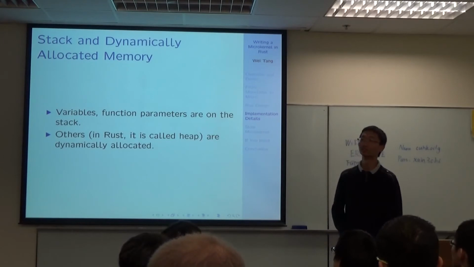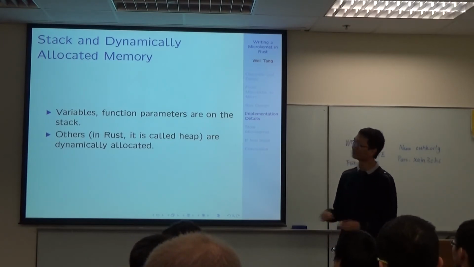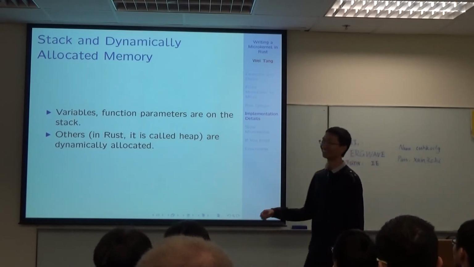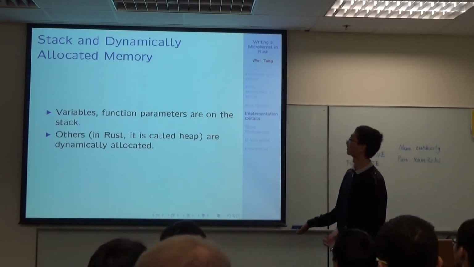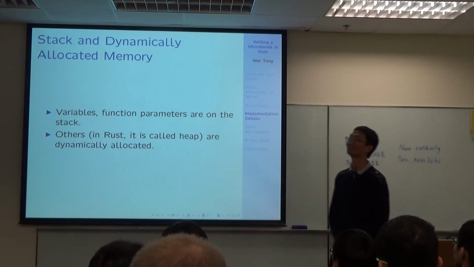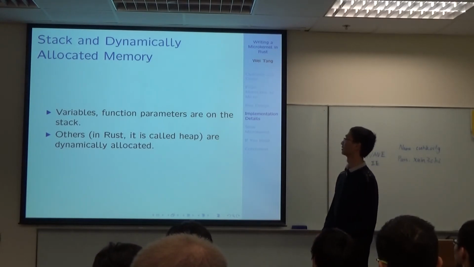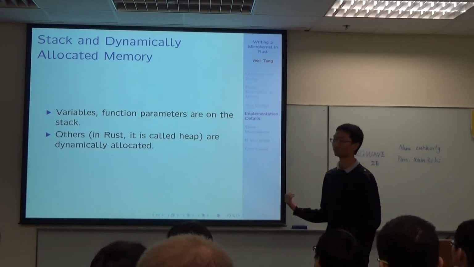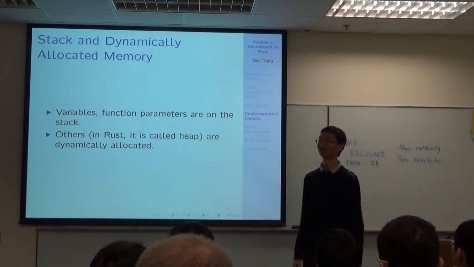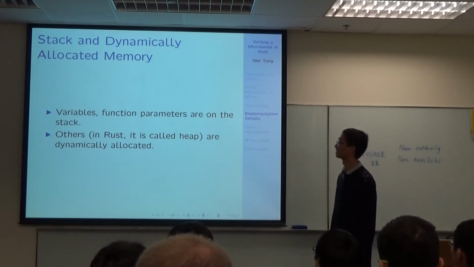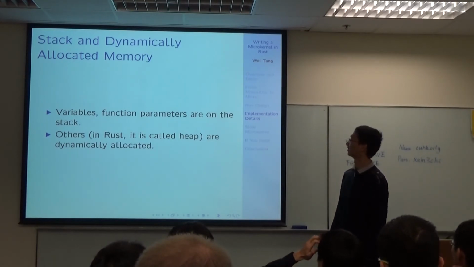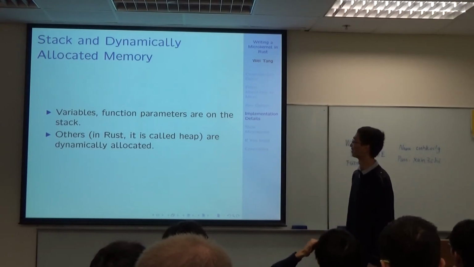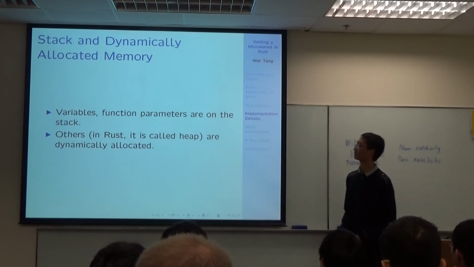So yeah, in Rust they call it stack and heap. I don't know whether I should use "heap" here because it's a different concept, but it's actually dynamically allocated memory. So all those variables and function parameters go on the stack. That's how C and other languages work, and it's also the same in Rust. Others, for example vectors and other things, are dynamically allocated.